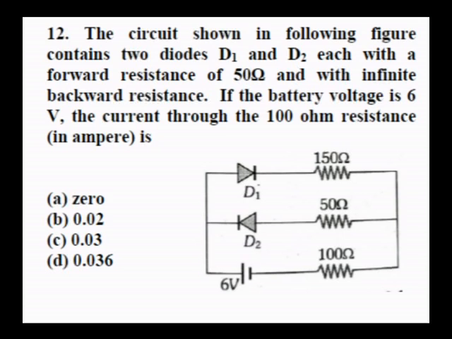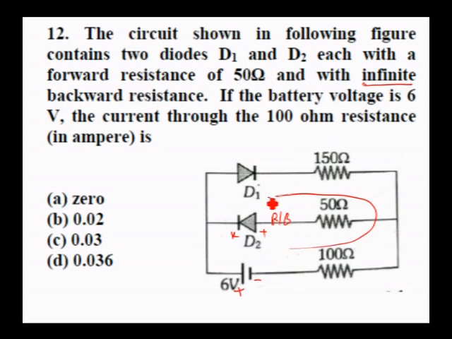12th one: the circuit shown in the following figure contains two diodes D1 and D2, each with a forward resistance of 50 ohm and with infinite backward resistance. If the battery voltage is 6 volt, the current through the 100 ohm resistance is. See, we have to check in this particular diagram which diode is forward biased and which is reverse biased. The positive terminal of the cell in this case is connected to the cathode. So this negative has gone to the anode. So this diode is reverse biased. It does not conduct because they say it is infinite resistance.